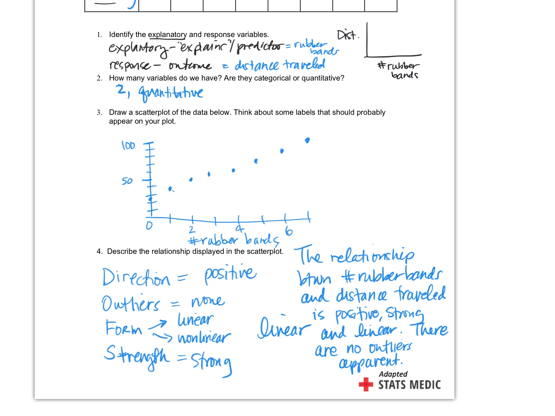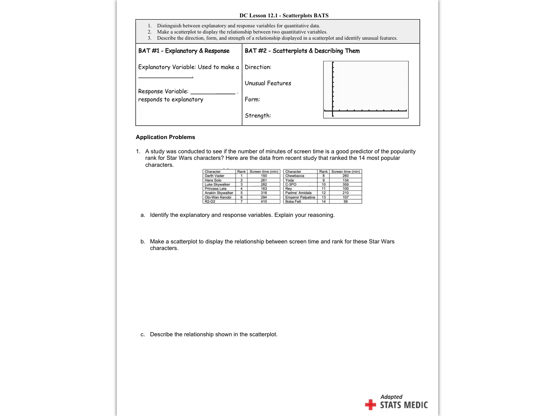One little sentence loaded with good information. Relationship between number of rubber bands and distance traveled is positive, strong, and linear. There's no outliers apparent. Can we handle that? Nothing too difficult, right? Can I turn the page? You ready? All right.